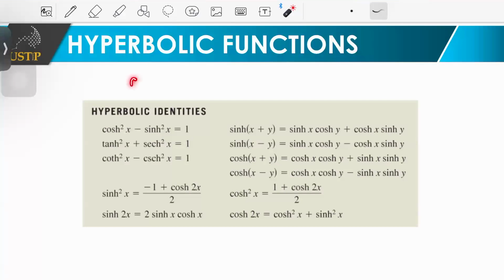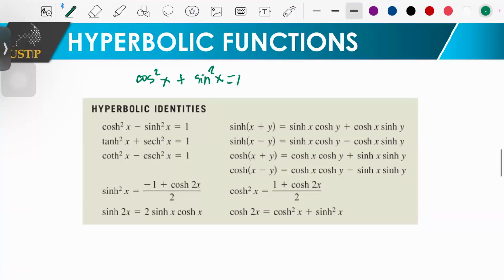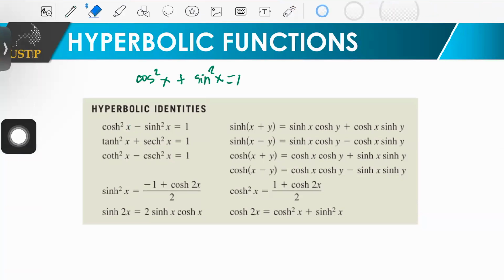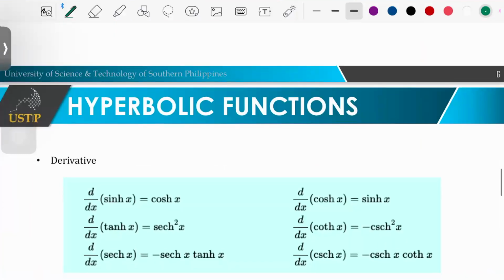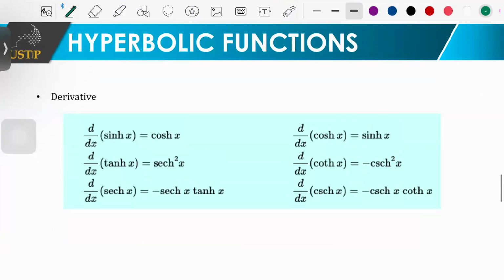If you remember, cosine squared x plus sine squared x, this identity is equal to 1. For the hyperbolic one, it has a minus. So again, be familiar with the hyperbolic identities. Their use is when you simplify your expression, so that some terms cancel and some disappear, because you can combine them using the identities.